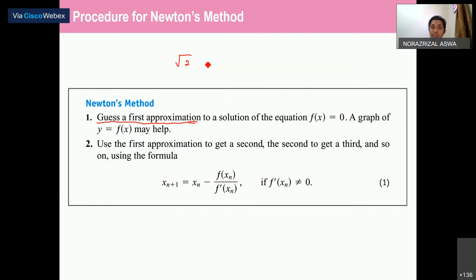No, right? The square root of 2 is irrational. If you try to write down the numbers, it goes on forever. But in Newton's method, we try to approximate, which means we are trying to find some value very close to the root. So the second step here is we use the first approximation to get the second, then the third, fourth, fifth, and so on, using the formula.